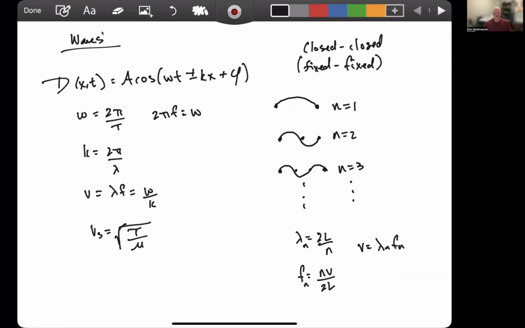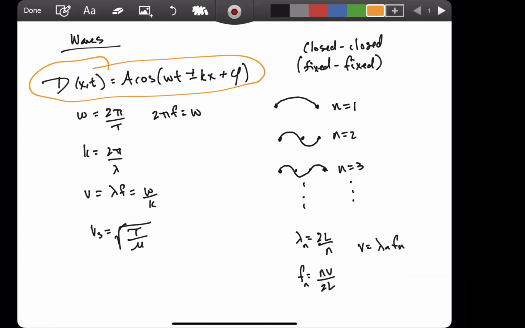But here, let's quickly go over all the stuff we learned from waves. So again, this portion here is the equation for a periodic, or harmonic, or traveling wave. This determines the displacement away from equilibrium for any position or any time.